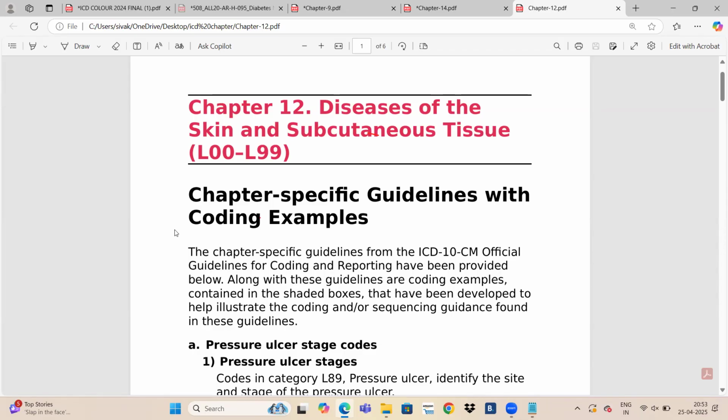Otherwise, how will we code? We should not assume anything in coding. What they documented, we need to code. That's our duty. There may be chances that ESRD means they are definitely on dialysis, but adding it would be wrong. If they documented dialysis on the visit, we can code it. If not documented, leave it. Okay.